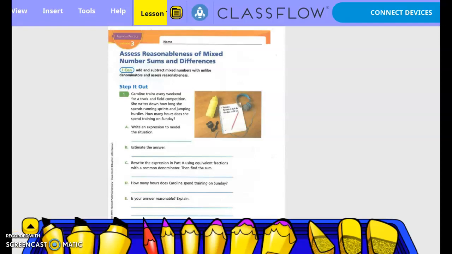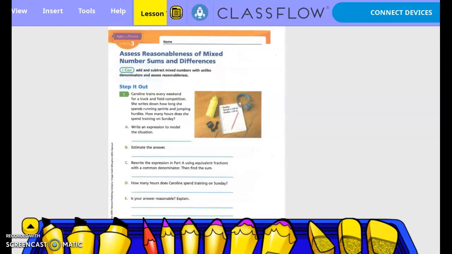All right, so 5th grade lesson 7.3 into math. Assess reasonableness of mixed number sums and differences as we add and subtract mixed numbers with unlike denominators. Step it out. Carolyn trains every weekend for a track and field competition. She writes down how long she spends running sprints and jumping hurdles. How many hours does she spend training on Saturday?